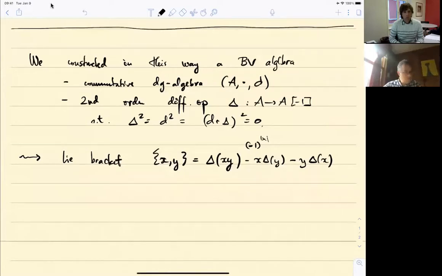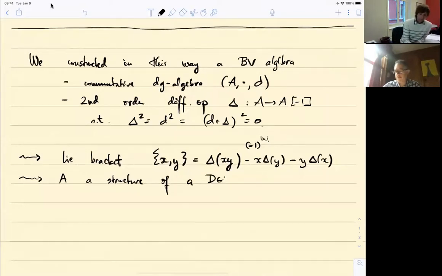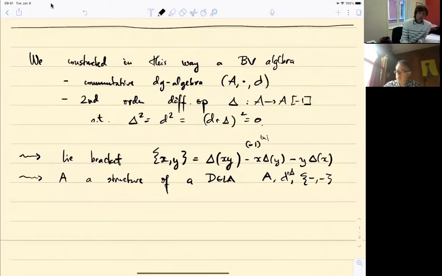And moreover, this gives the space A the structure of a differential graded Lie algebra with bracket, where this is my bracket, but the differential on that bracket is d plus delta, not d.